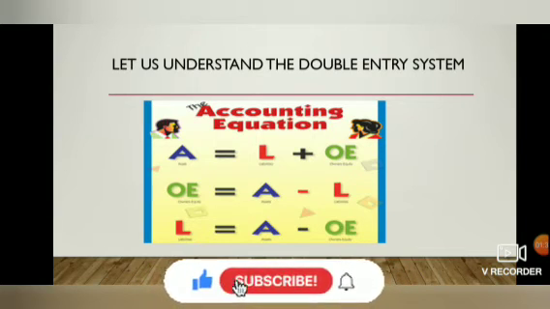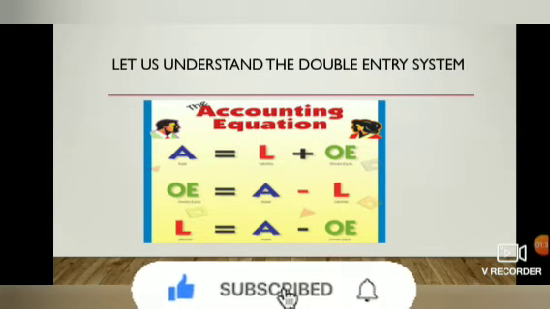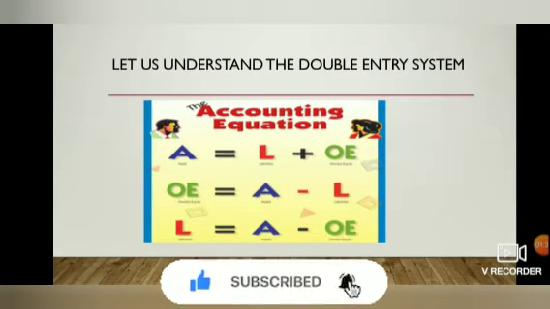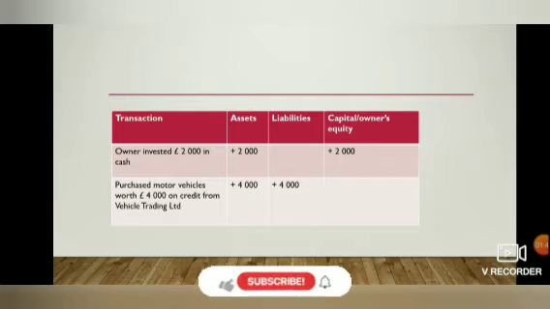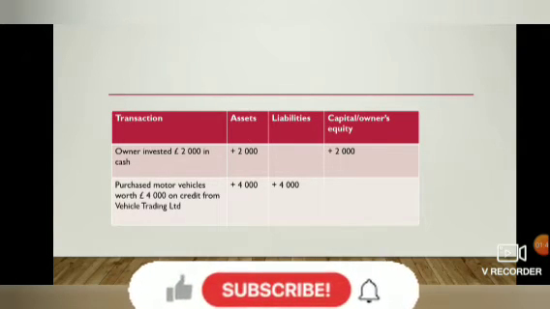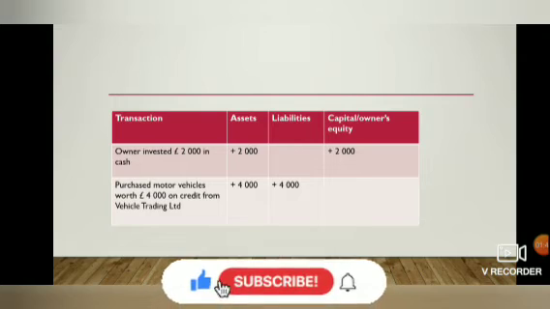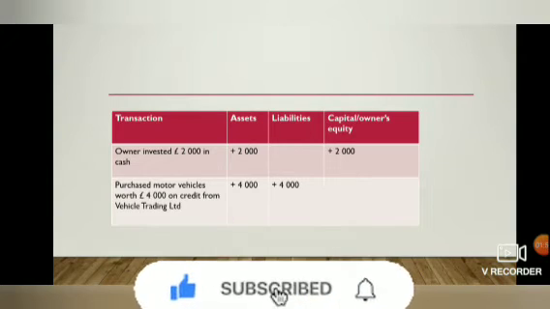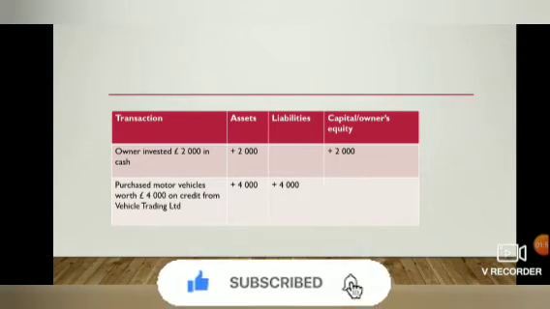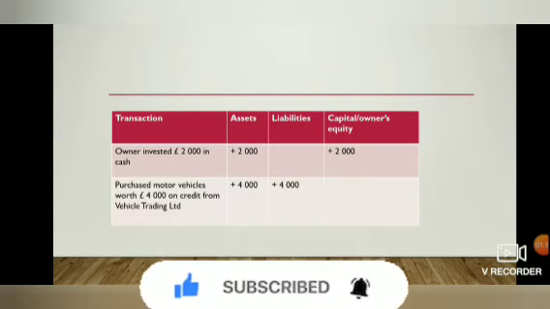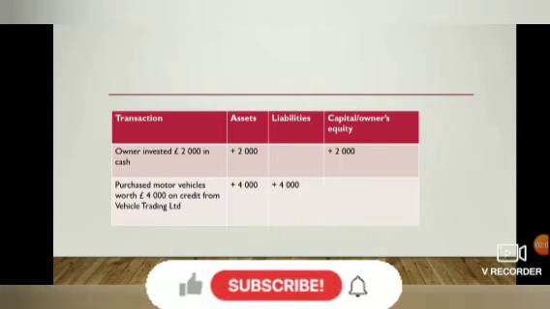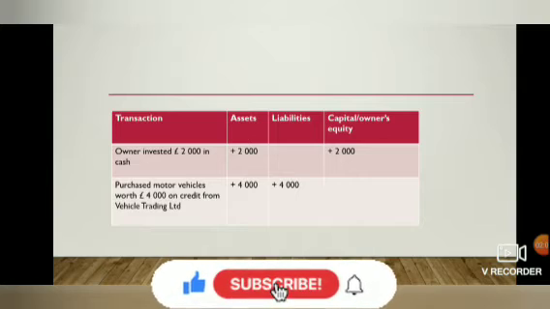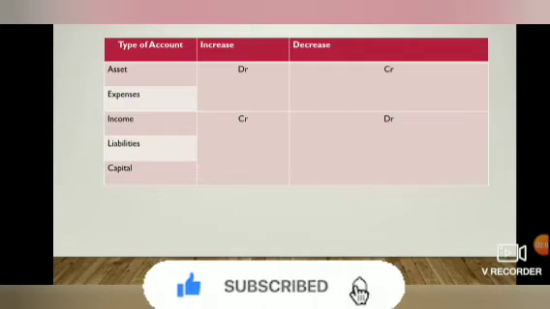That means all of the resources the business owns are either funded by the owner himself or by an external party. For example, owner invested 2,000 in cash. So cash is increasing by 2,000 and the capital increases by 2,000. Purchase motor vehicles on credit: assets increase and liabilities increase because you need to pay them. So likewise, according to the double entry system, each transaction has definitely two effects, which can be recorded in terms of the accounting equation.